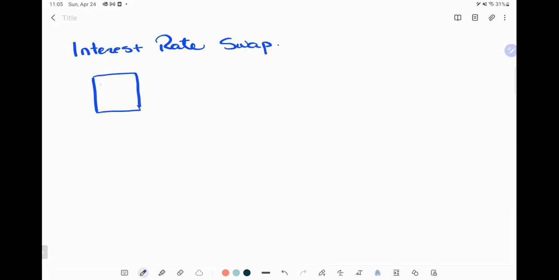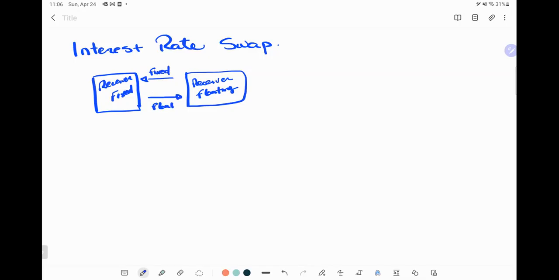We have one party, which is the receiver of the fixed rate, and we have another party which is the receiver of the floating, and they may get different names depending on different sources, but long story short, the receiver fixed is basically getting fixed payments, whereas the floating receiver is getting floating payments, which are usually calculated based on some benchmark rate that is changing.